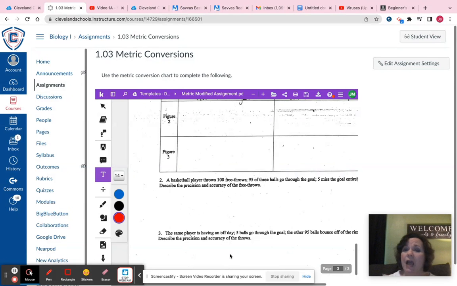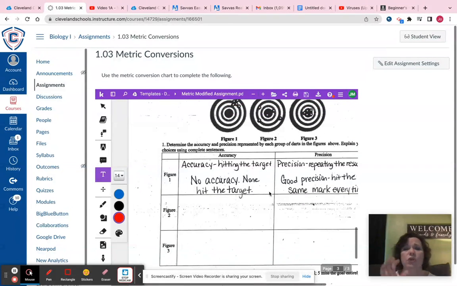Now, when you're in a lab and you're doing measurements, you have to be accurate, right? You have to make sure that you're getting close or right on what that measurement actually is. And you have to be precise. You have to be consistent with it and do that every time. So I hope that that helps you moving forward.